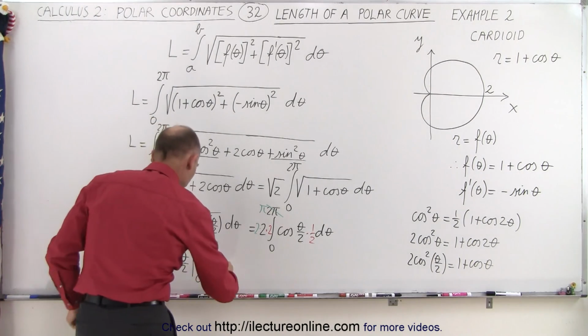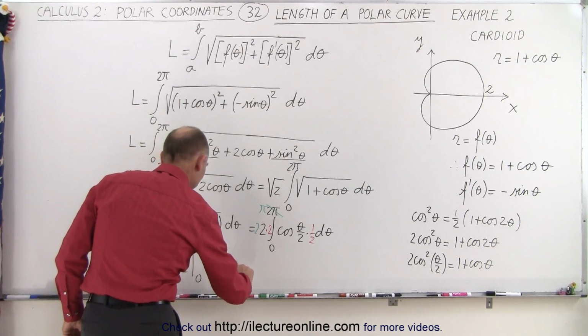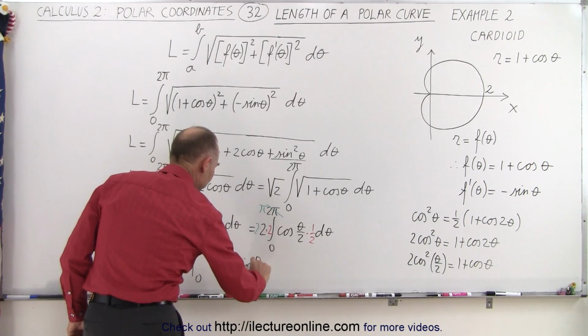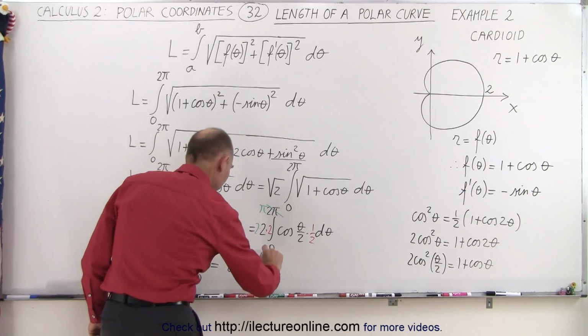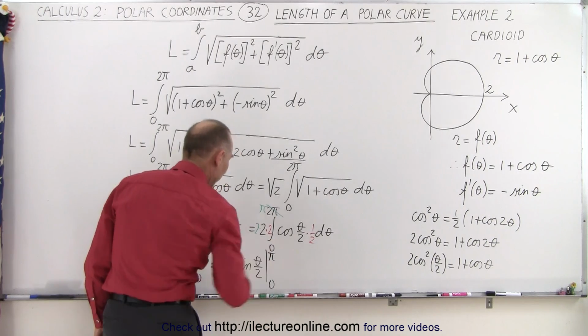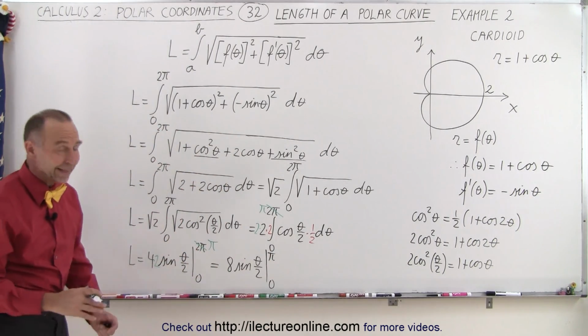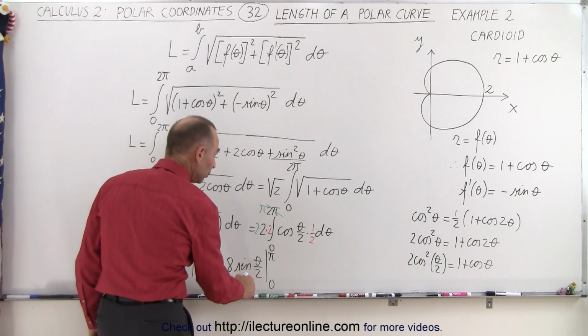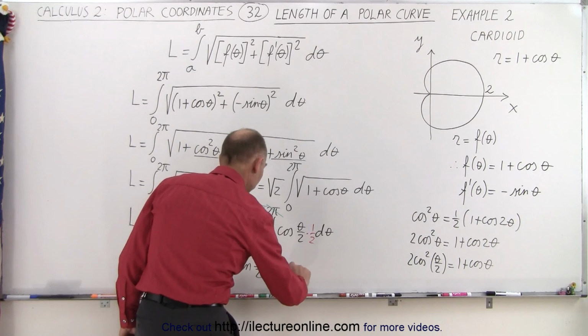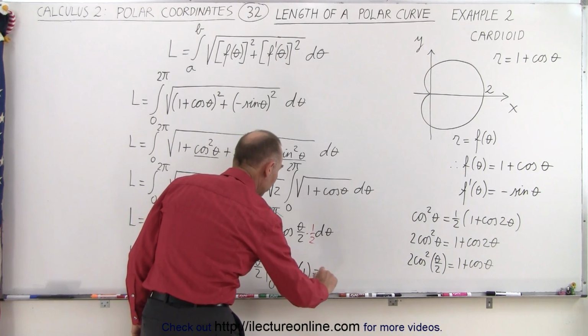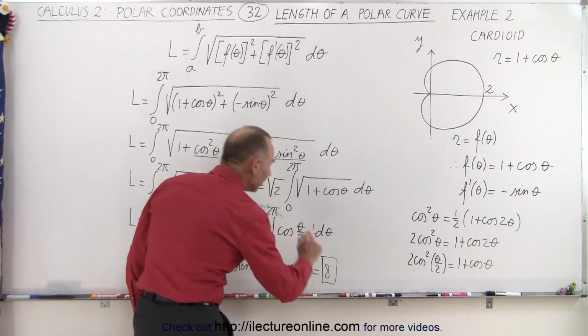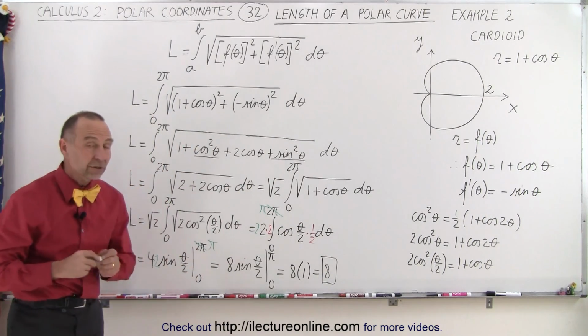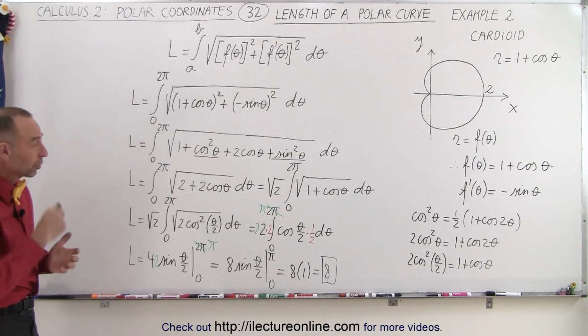So this now becomes equal to 8 times the sine of theta divided by 2, and I go from 0 to pi. When I plug in the lower limit, I get nothing, but when I plug in the upper limit now, notice pi divided by 2, and take the sine of that, that's equal to 1, so this would be equal to 8 times 1, which is equal to 8. And that is indeed the length of that cardioid if I go all the way around the curve.